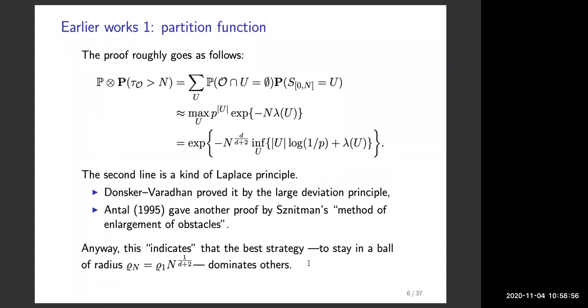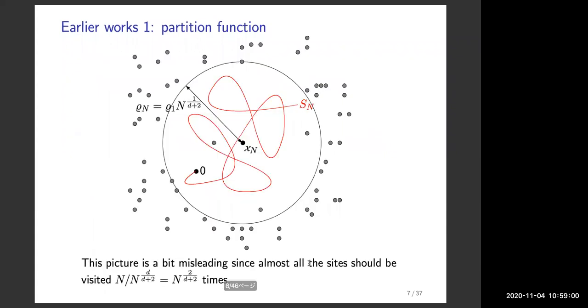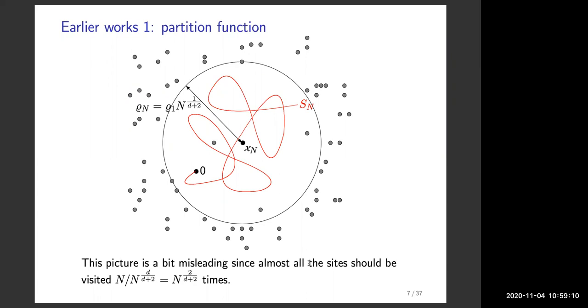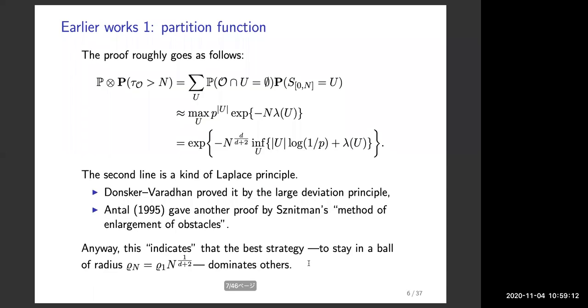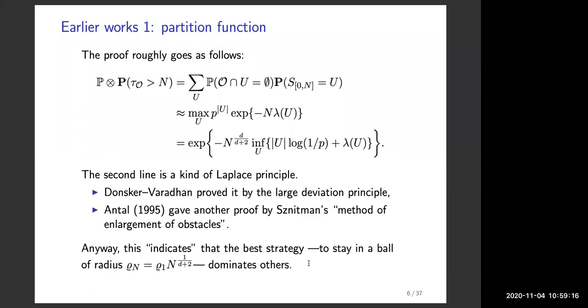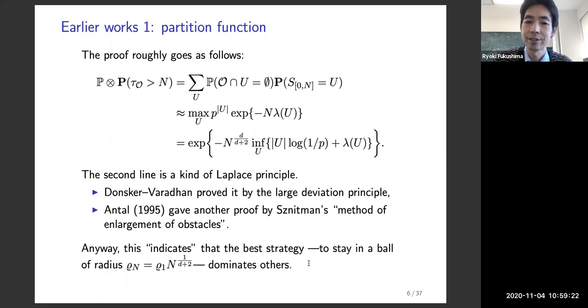Ryoki, in your picture, you still drew a few traps inside the ball, but actually that also turns out not to happen, right? No, that is one thing we want to prove. It's not clear from this partition function asymptotics. No, because it's only a density statement. Yes, exactly. You would have very few obstacles, but in fact, there are none. Yeah, that's a difference. So it's like a difference between L1 and L infinity.